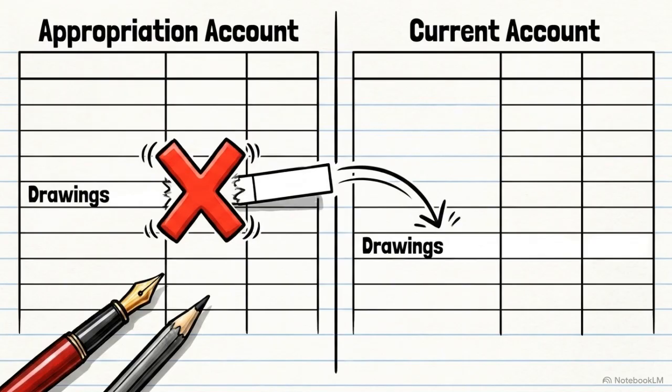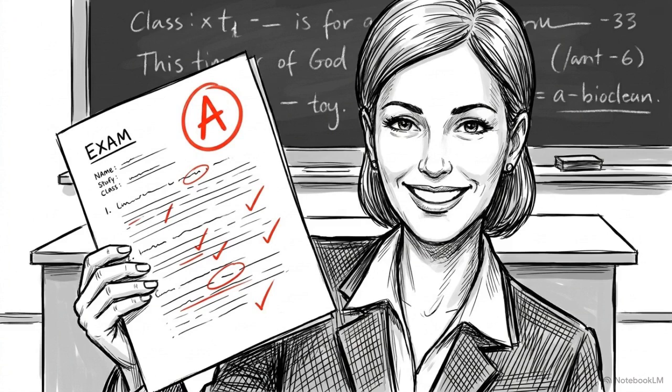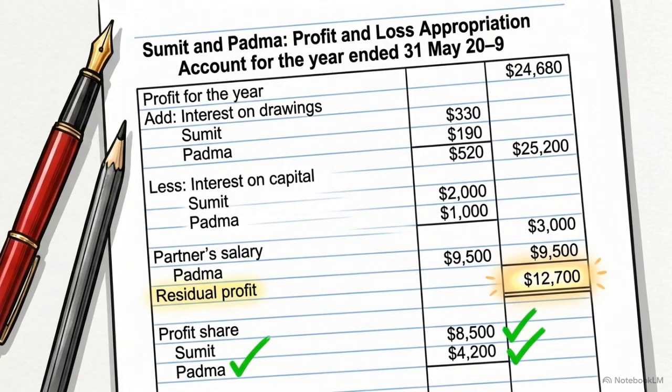As we can see on this split screen, the structural drawings and accumulated balances belong exclusively inside a separate ledger, known as the current account. If you try to list raw drawings in the appropriation table on the left, it is an automatic error. You must move them over into the current account ledger on the right where they belong. Mastering these boundaries proves to the examiner that you understand the difference between distributing macro profits and tracking individual ledger balances. Here is our completed document.